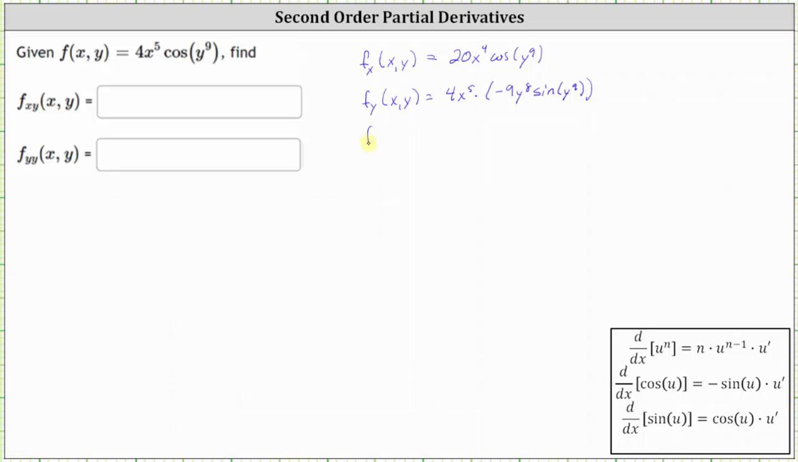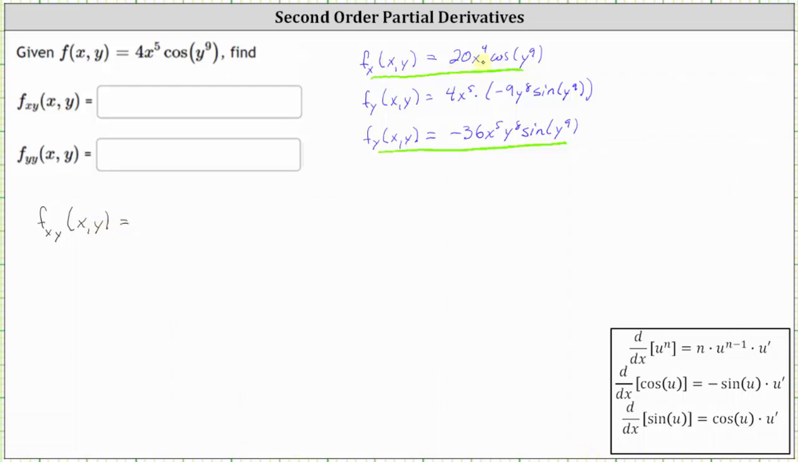Let's go ahead and rewrite the partial of f with respect to y as negative 36 x to the fifth, y to the eighth, sine y to the ninth. And now we will use the first order partials to find the second order partials. Let's first find the second order partial with respect to x, then with respect to y, which means we will differentiate the partial of f with respect to x with respect to y, now treating x as a constant.